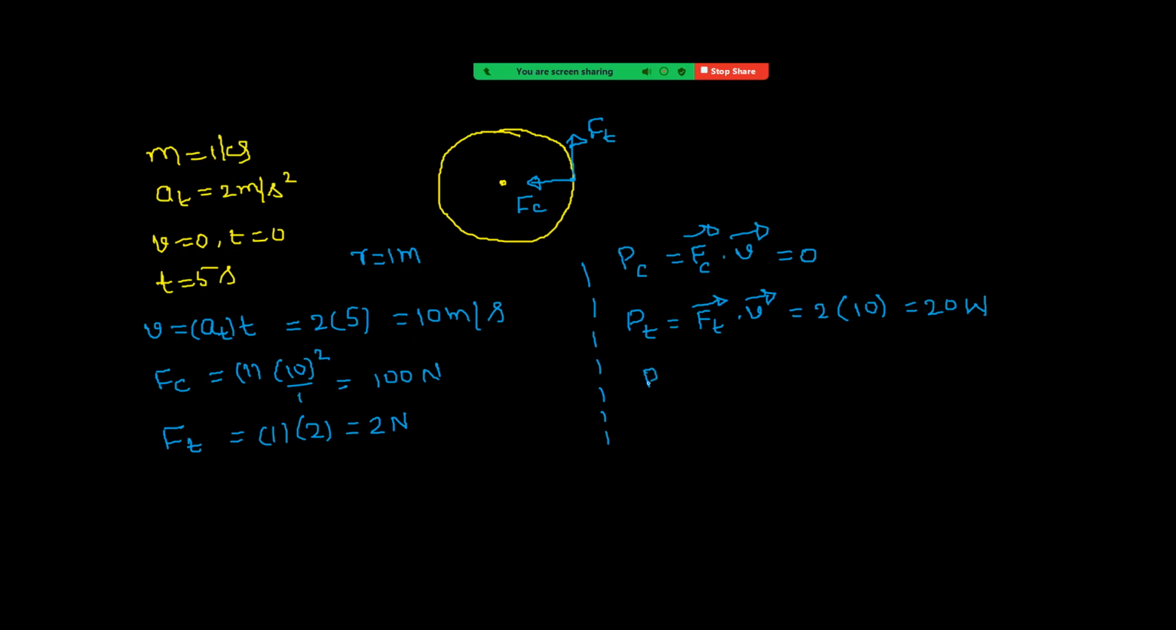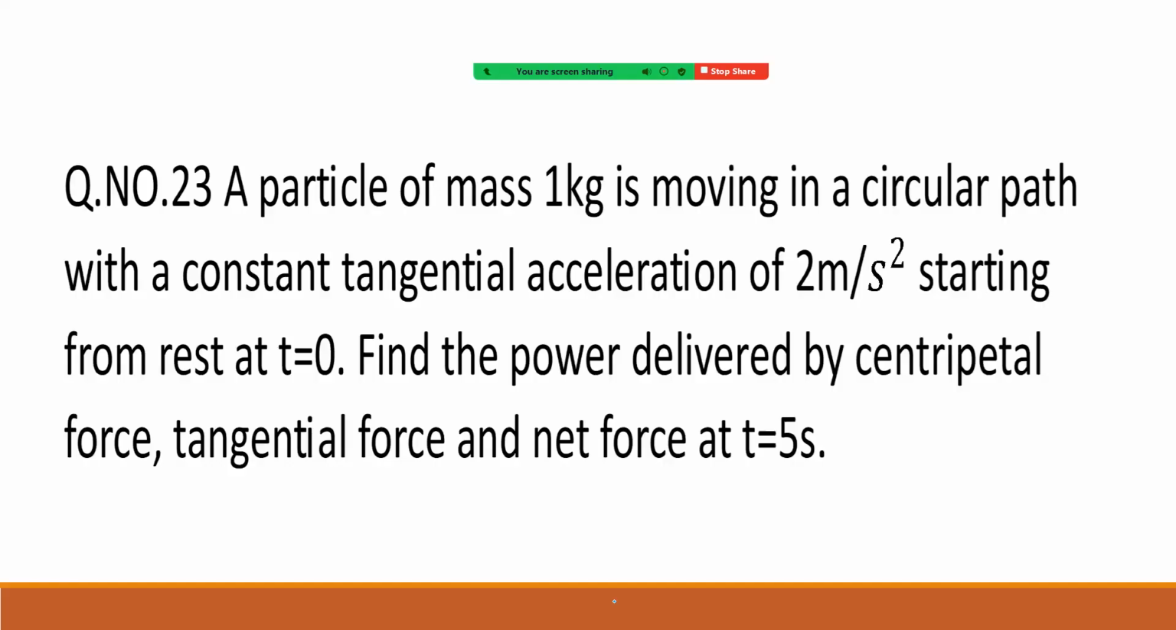Now he's asking power delivered by net force. By centripetal force it is 0, but by tangential force it is 20. Therefore, net value is 20. Right? So here what we have to keep in mind, by centripetal force, no work is done. That's why there is no power delivered by centripetal force. If you remember, in the beginning we discussed that by centripetal force, no work is done. When no work is done, there is no power delivered. Right. See next one.